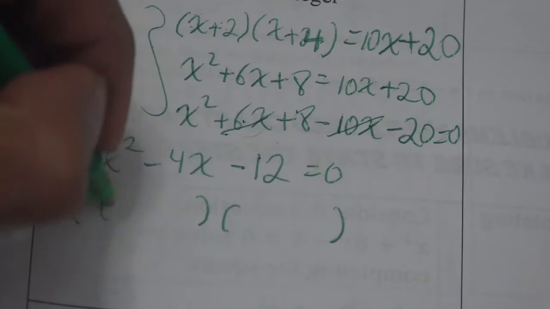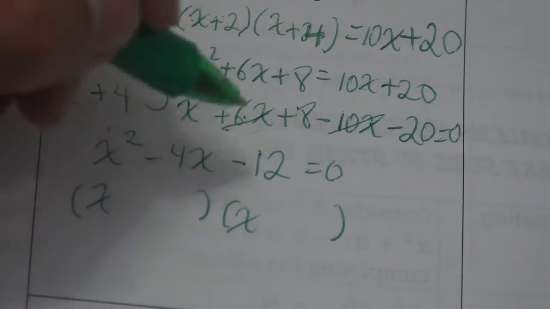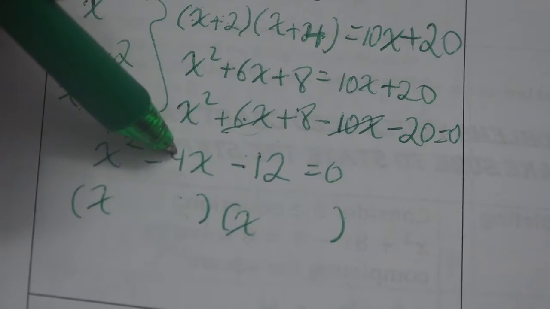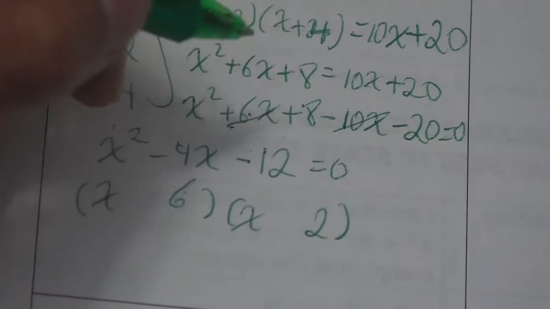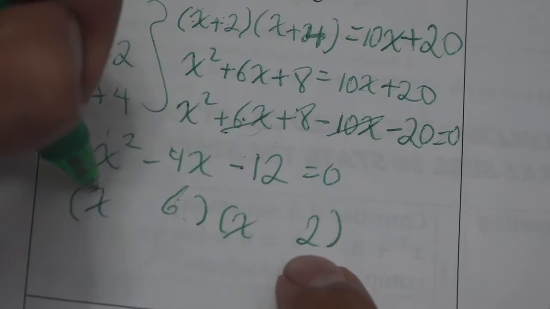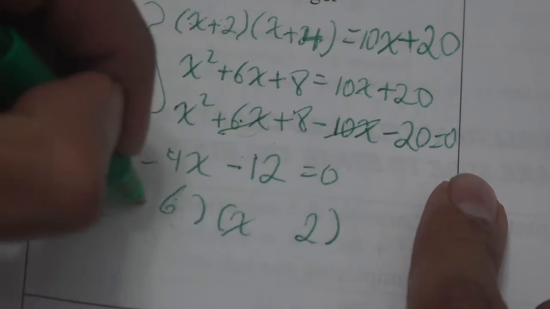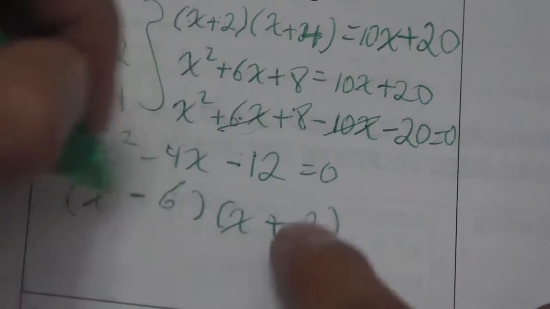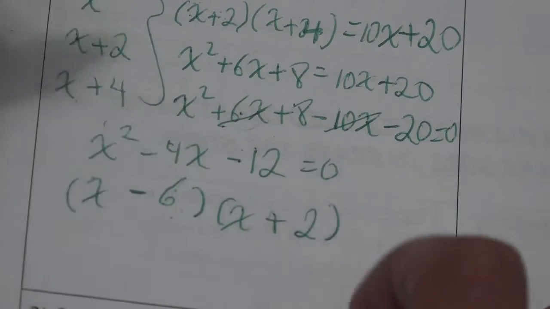Factors of x squared, x and x. Factors of 12, 3 and 4. But 3 times 4 is 12, but that's not gonna give me 4. What about 6 and 2? Okay? So when I do the smiley face, I get 2x and I get 6x. How do I get negative 4x? Negative 6x plus 2x is negative 4x. And negative 6 times 2 is negative 12.